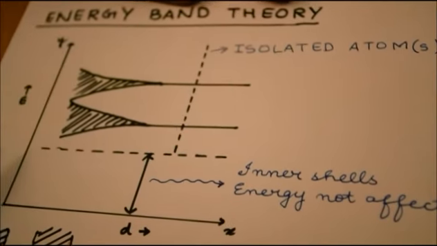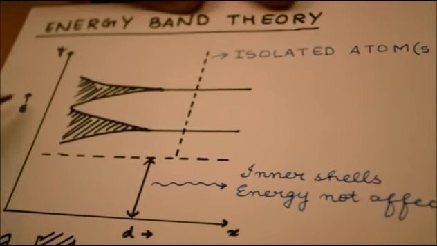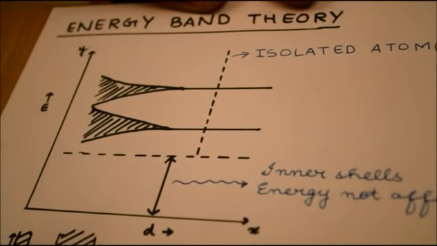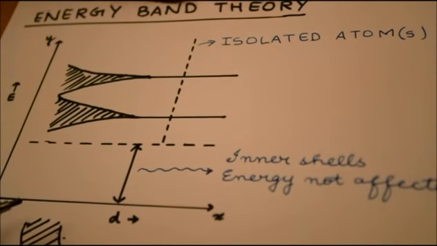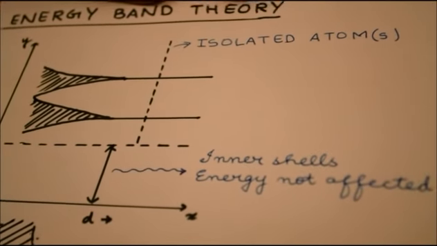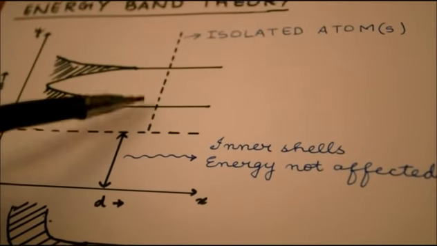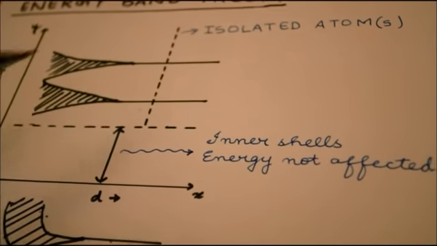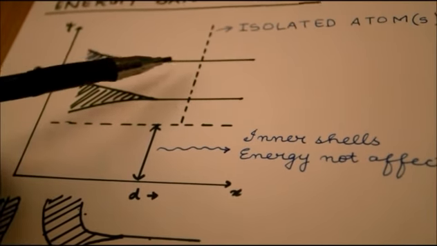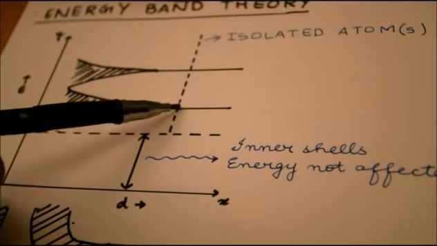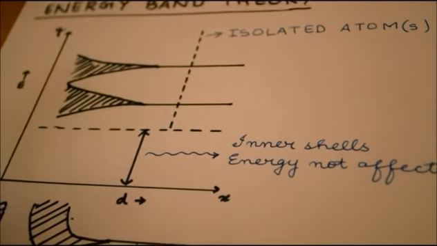This is the first diagram of the energy band theory. On the y-axis is the energy. On the x-axis is d, which is the interatomic spacing between the atoms, not electrons, between the atoms. First we see two straight lines. This represents that when the distance is quite large, the energy interaction between two isolated atoms is almost nil. Both of them are not interacting with each other, and hence there is no energy interaction between them.